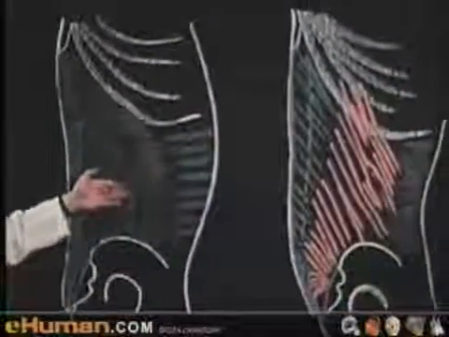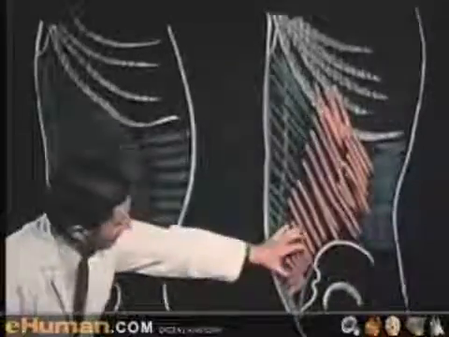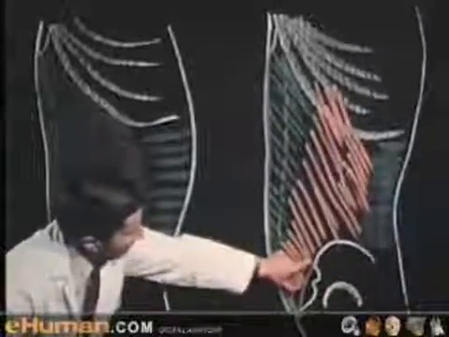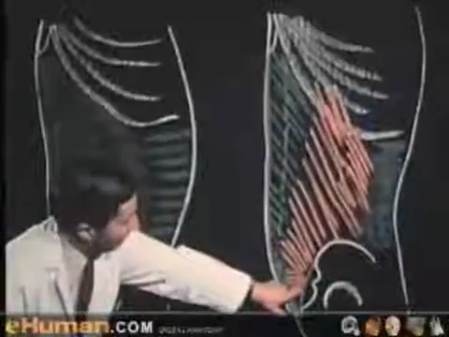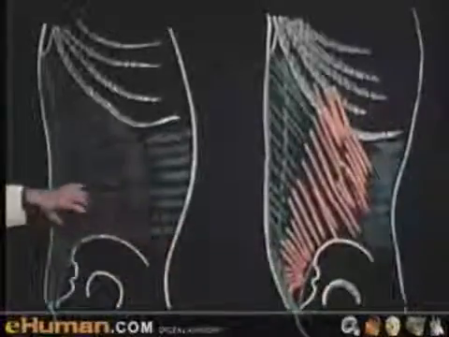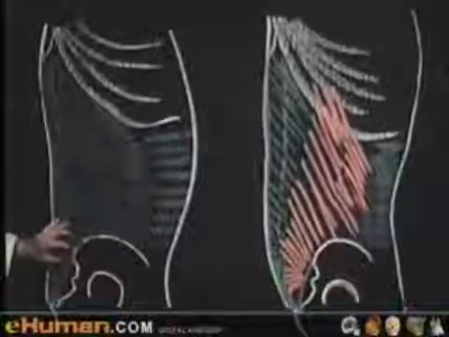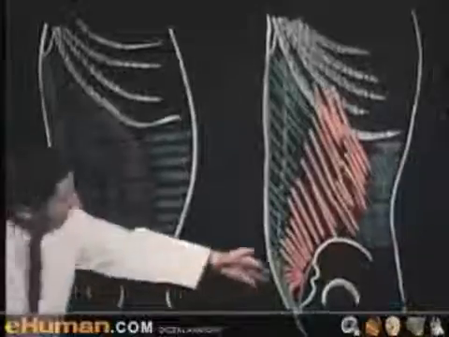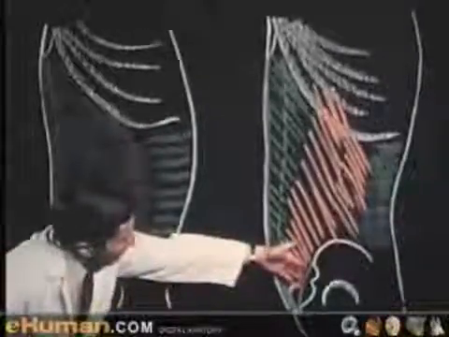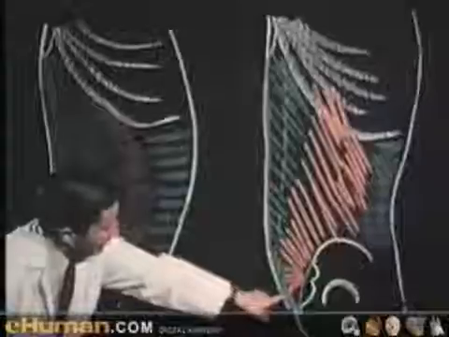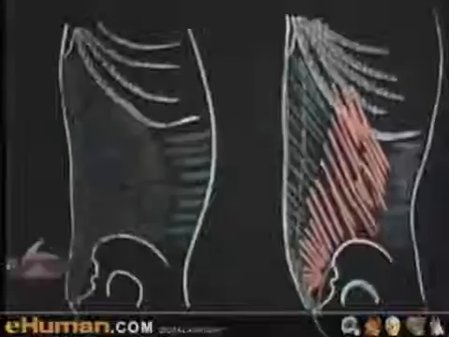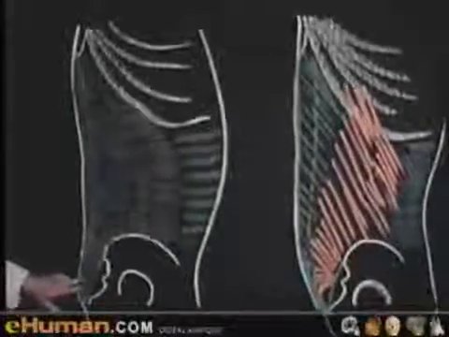Now we can compare the internal oblique with the transversus abdominis. Notice how the fibers of the internal oblique arise from the lateral half or more of the inguinal ligament, whereas the fibers of the transversus abdominis arise only from about the lateral third or less of the inguinal ligament. Notice how the fibers of the internal oblique arch up and down and join the conjoint tendon. Notice how the fibers of the transversus abdominis do the same thing and join the conjoint tendon.